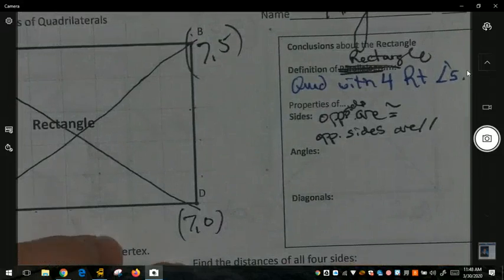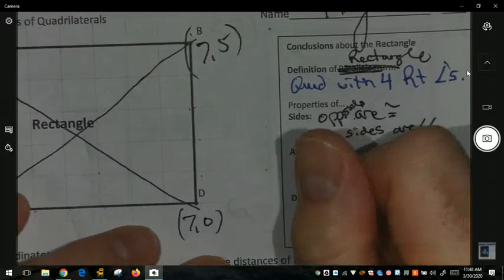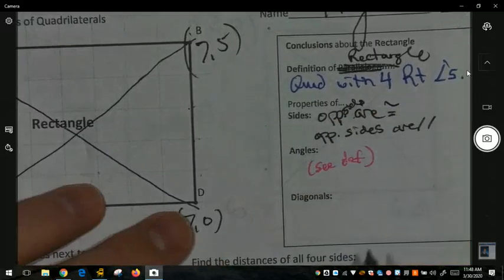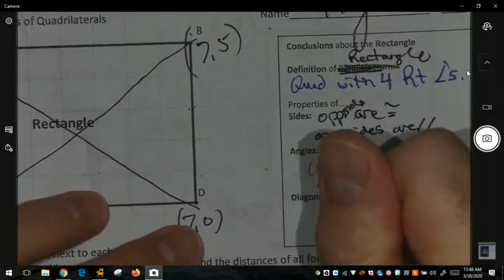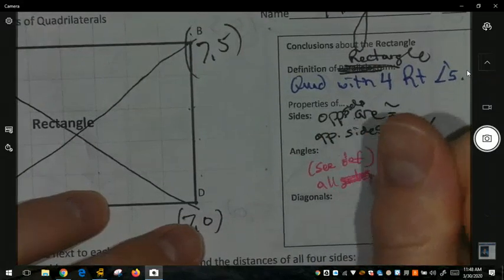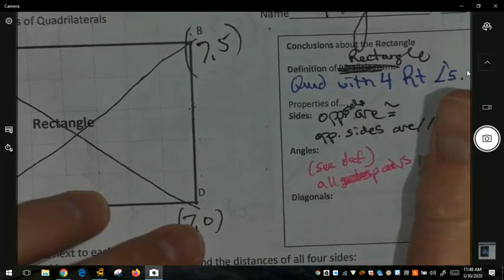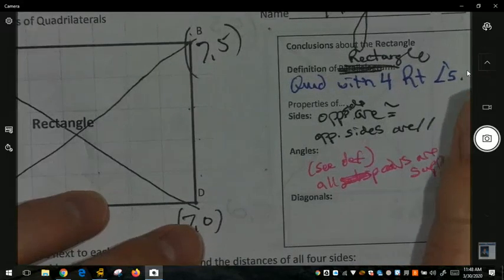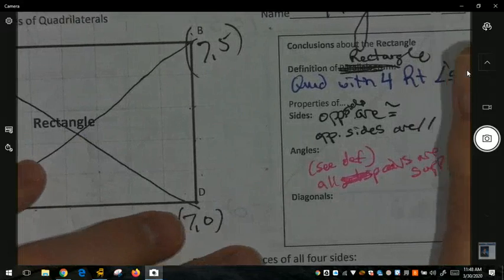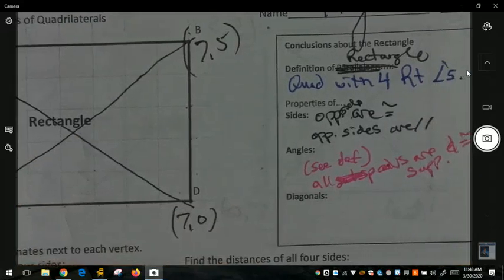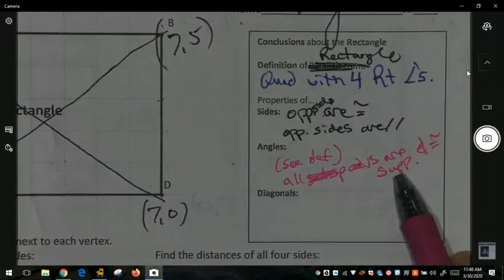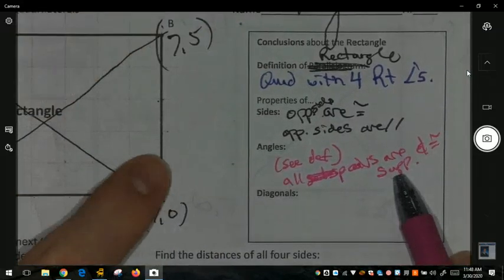The angles of a rectangle, well, it's in the definition. See the definition, because they're all right angles, which means that all pairs of angles are supplementary, including the opposite ones. Yes, they're supplementary and congruent, because they're all 90 degrees. So they're all congruent because they're each 90 degrees, and any 2 that you take are supplementary, even the opposite ones.